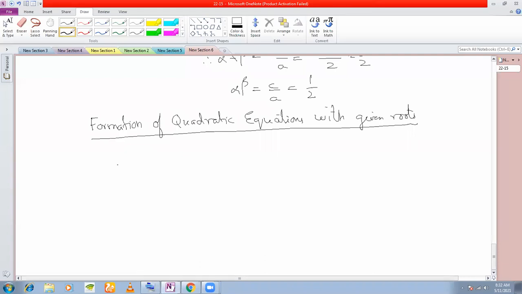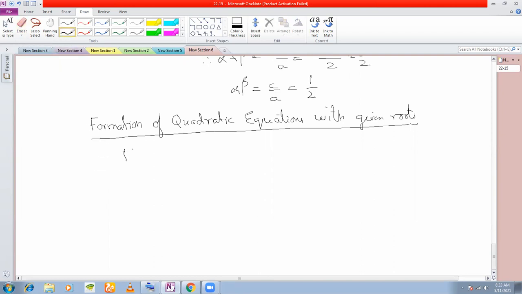So formation of quadratic equation. Suppose two roots are given to you of the quadratic equation. How will I determine the equation? Just the reverse, right? Till now, what have we done? We have given the quadratic equation and we are solving for the roots. But this is just the converse of this. That is, the roots are given. You need to form the quadratic equation.